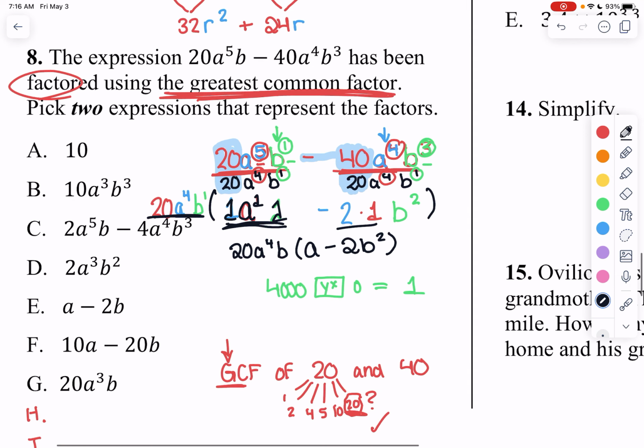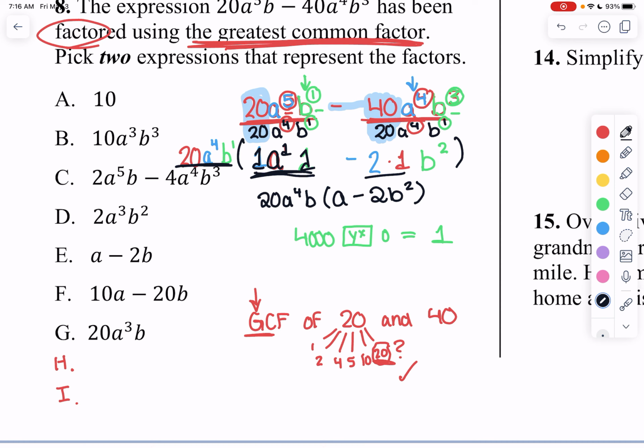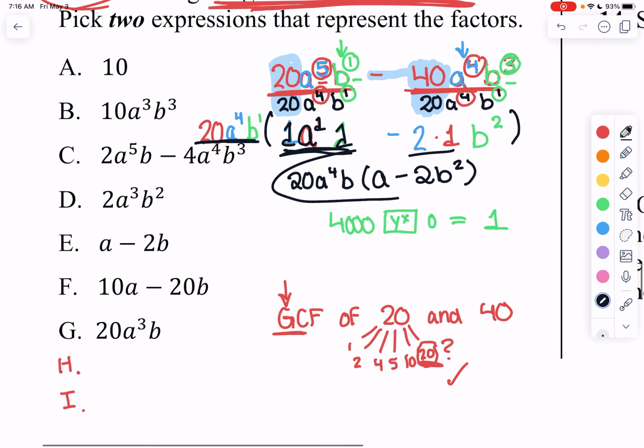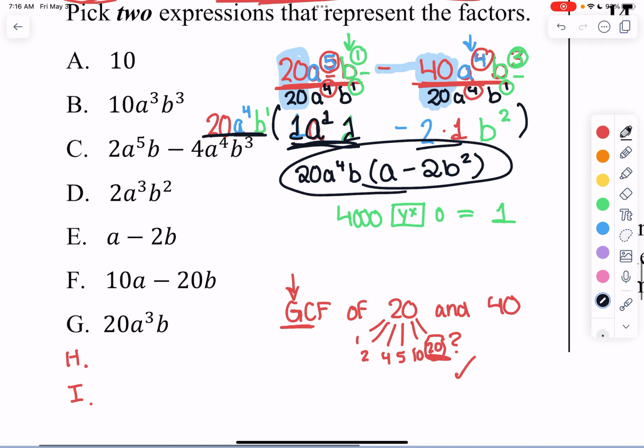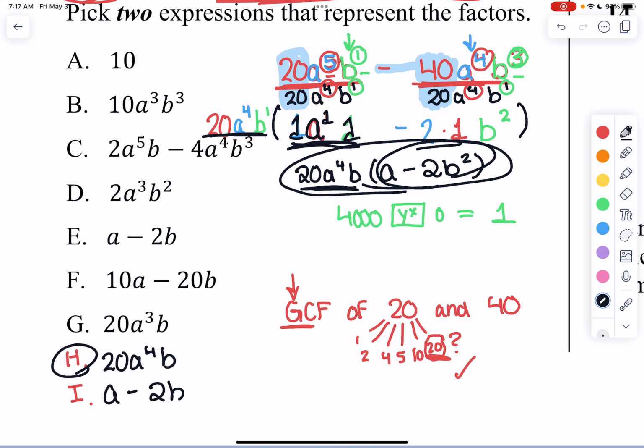All right, this is where I tell you, none of these answer choices look like what we got here, but we need to put our trust in Miss Majorina or the math homework hotline video because this is the correct answer. So if the answer choices were laid out like this, 20a to the power of 4b, my factor on the outside would be one of our options. And then all this junk on the inside, a minus 2b squared. All right, those are our correct answers.